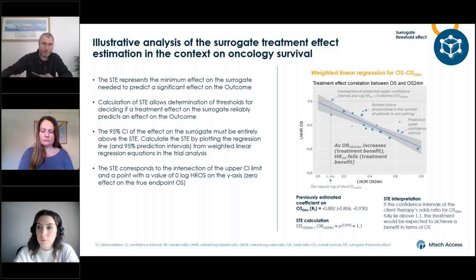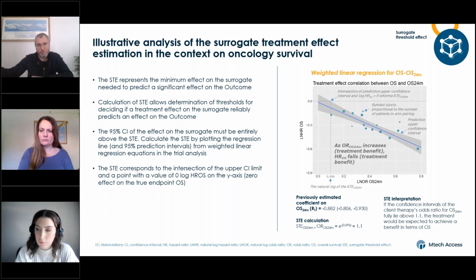So as said, as we go down the y-axis, negative values of the natural log hazard ratio of overall survival are going to correspond to a treatment benefit on OS, and as you can see, we get below 0 and become negative, and they're going to meet our upper confidence interval where the odds of survival at 24 months exceeds the STE, right? So if we move rightward on the x-axis, then our line vertically up is going to hit the upper confidence interval of our treatment effect correlation, and we follow that to the y-axis, and we're into the negative values of the natural log hazard ratio of overall survival.